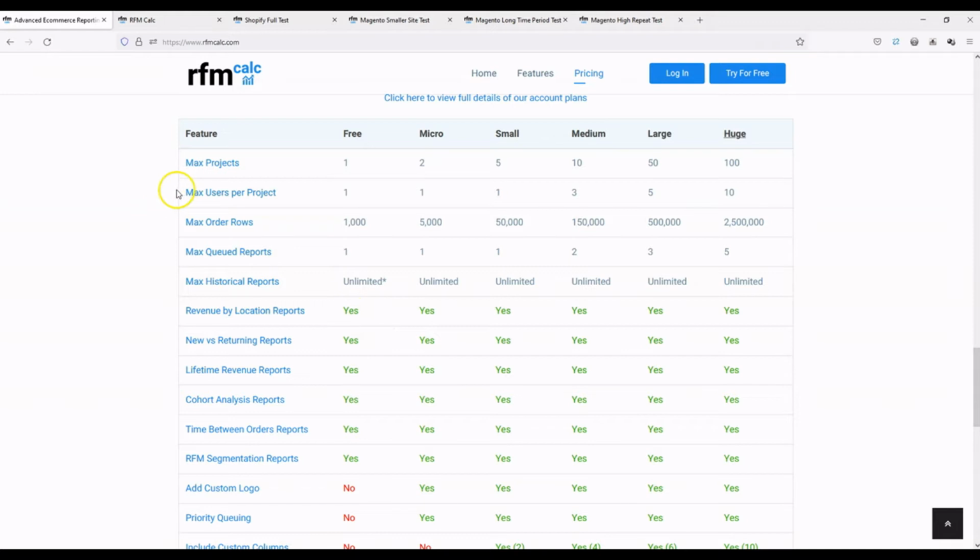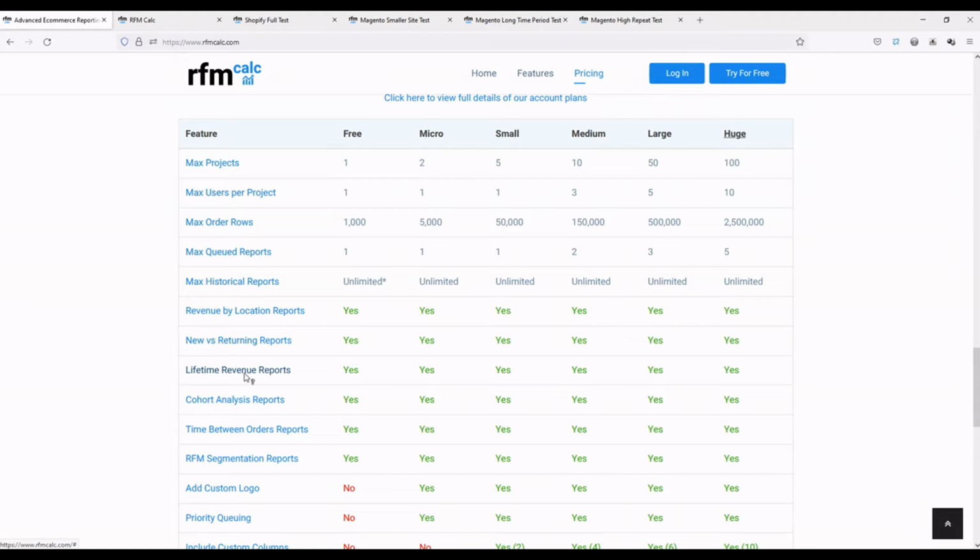So I think the first thing probably just to touch on is you might have noticed that in some places we refer to it as lifetime value, in some places it's lifetime revenue. So we use them fairly interchangeably on RFM Calc. You can essentially report on both.